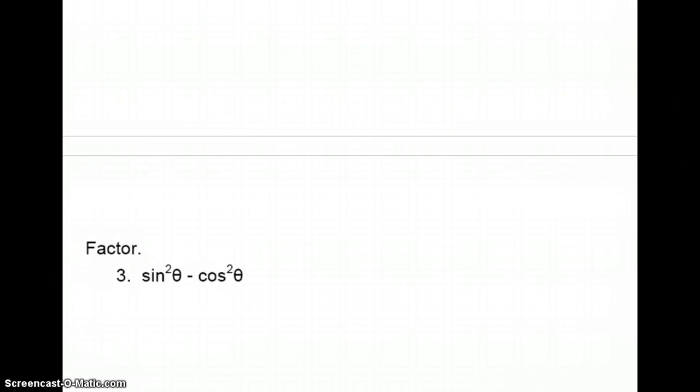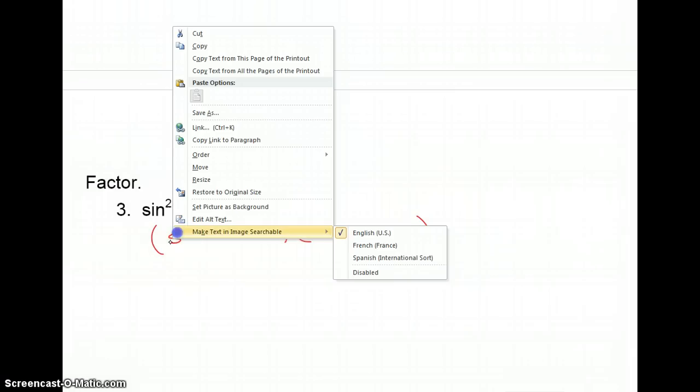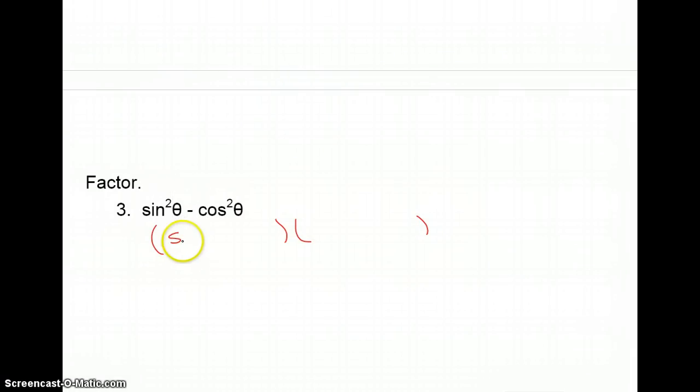Another thing you have to do when simplifying is that you have to factor. Remember our different patterns that we did? Still going to be the same thing. Sine squared of theta minus cosine squared of theta, that's a difference of squares. So I'm going to write down my binomial times my binomial, and I'm going to get sine of theta plus cosine theta and sine theta minus cosine theta.